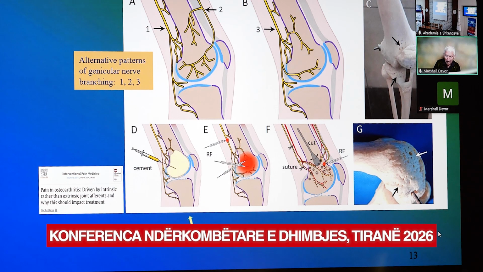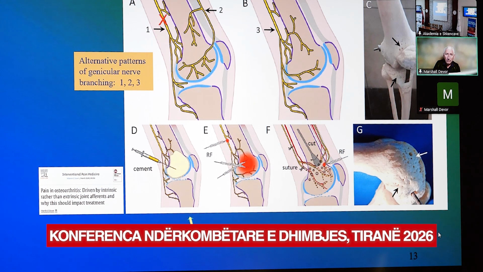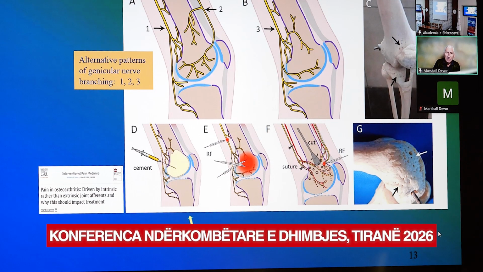Number 3, in contrast, shows nerve fibers that both serve the soft tissue of the periosteum and synovial soft tissue, and in addition, enter through the foramen and innervate the subchondral bone. And number 2 is a situation where fibers only innervate the intrinsic bone. So we have 1 is extrinsic innervation, 2 is intrinsic innervation, and 3 is a combination of intrinsic and extrinsic innervation. Now, what would happen if we actually cut these nerves?